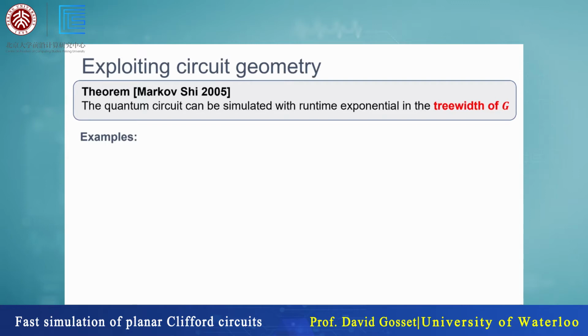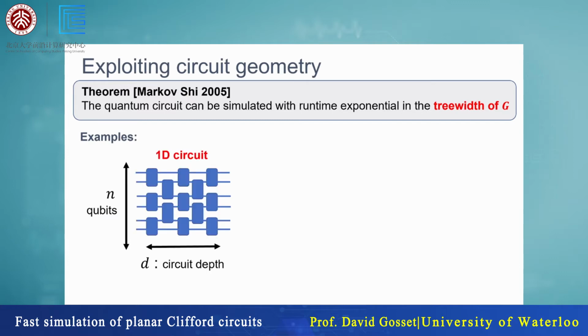So let me, instead of defining tree width and being completely precise about this, let me just give you some examples. If you have a circuit where you have nearest neighbor gates in one dimension, so all gates act between nearest neighbor qubits. So here on the horizontal axis, we have n qubits, and on the vertical axis, we have a depth d, which I want you to think of as being like a constant, like 5. So this is a 1D circuit.